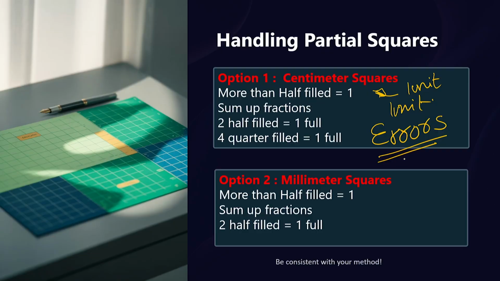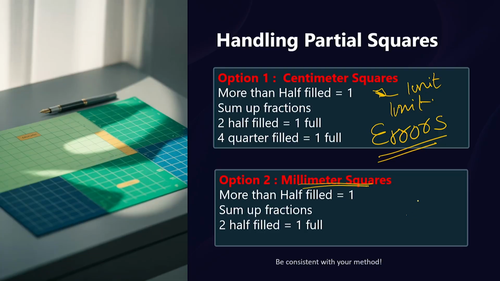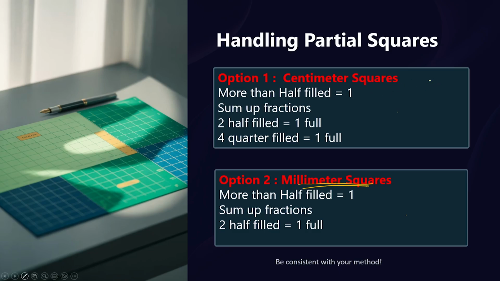So, this is one method of minimizing errors, that is to count the millimeter squares. If you are counting the millimeter squares, chances of errors are minimized when compared to counting squares that are each a centimeter or more. So, please make sure that you are consistent with your methods.